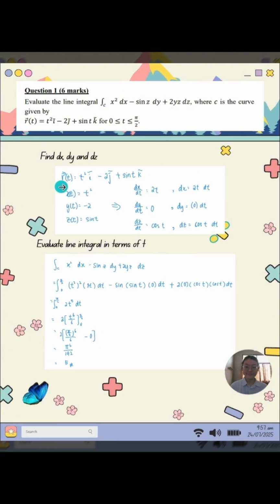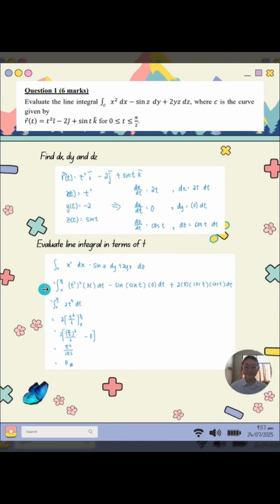By looking at the position vector equation, t squared is the equation for x(t), the component of j is the component of y(t), and the component of k is the component of z(t). And then we differentiate x(t), y(t), and z(t) with respect to t simultaneously, so that we get dx equals 2t dt, dy equals 0 dt, dz equals cos t dt. And then we substitute dx, dy, and dz into the line integral equation, and we substitute x squared, sin z, and 2yz in terms of t.